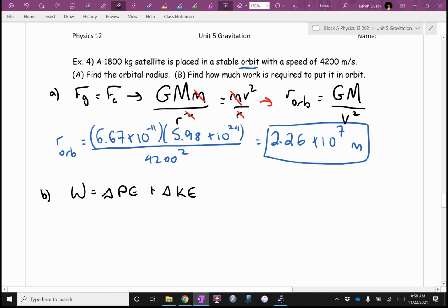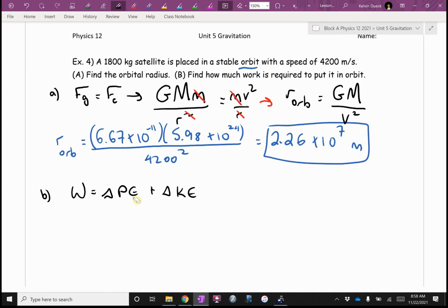Are we in orbit? Yes. So here's what that means. This is not going to cancel. If it was just lifting it up and dropping it back down, the change in kinetic would be 0. We're going to have to find both of these.